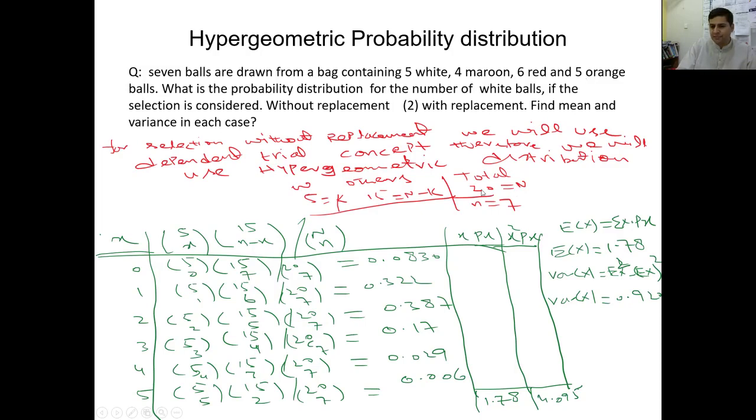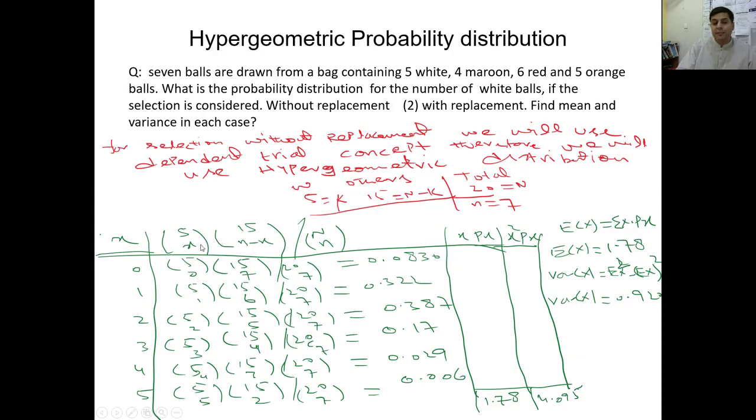So our N is 20. And how many balls are drawn? So n is equal to 7. They are asking you the probability distribution of the number of white balls. So how many white balls do you have? 5. So K is equal to 5. And the remaining, N minus K: N is 20, 20 minus 5 is 15. And small n is 7. Because the trial is without replacement, the probabilities depend on one another. So in this case, we will use the hypergeometric probability distribution.